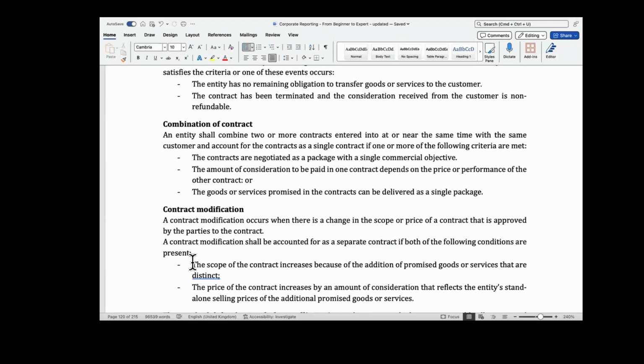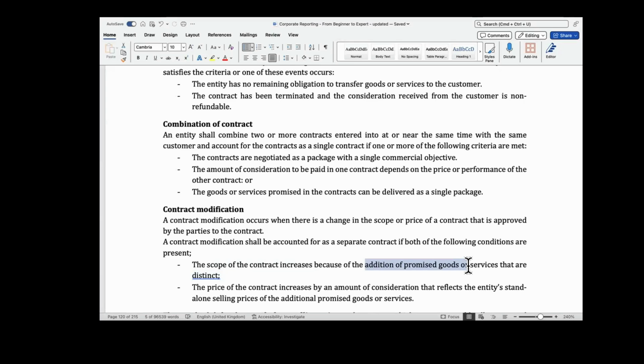Number one, the scope of the contract increases because of the addition of promised goods or services that are distinct. The key word there is distinct. So the major thing here is, when is a good or service said to be distinct? We're going to get there, so you just have to be patient.